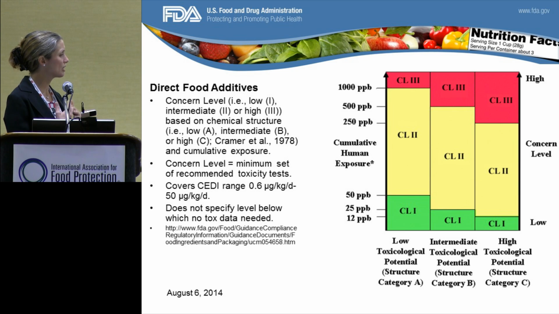However, we are starting to move towards doing separate assessments for infants and children, and for the ease of comparison between exposure to infants and adults, we are now putting them in terms of micrograms per kilogram body weight per day, because the food consumption amounts per day for infants is much different than adults. So it's easier comparing apples to oranges if you use that metric. And note, this particular graph does not specify a level below which no tox data are needed.